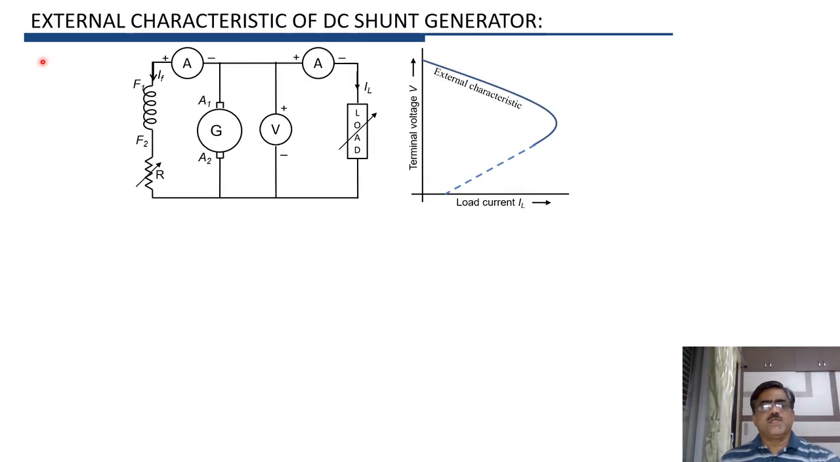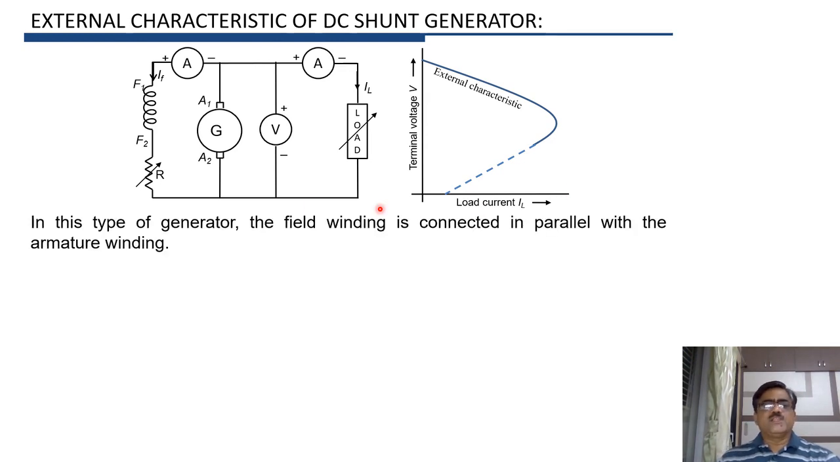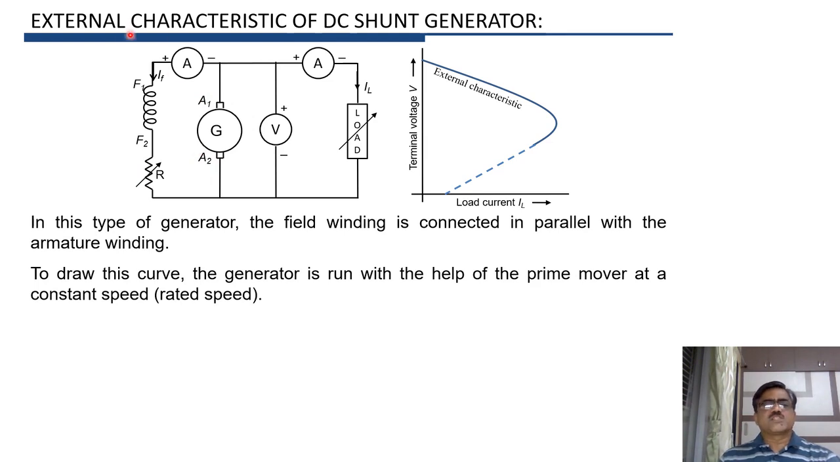Let us now see the internal and external characteristics of a DC shunt generator. In case of a DC shunt generator, you know that the field winding, that is F1, F2, is connected in parallel with the armature, that is A1, A2. Now to draw the external characteristic of this DC shunt generator, the generator is driven at constant speed with the help of a prime mover.